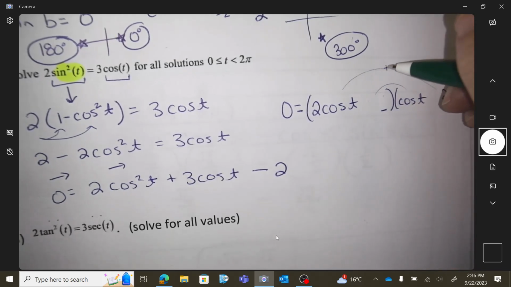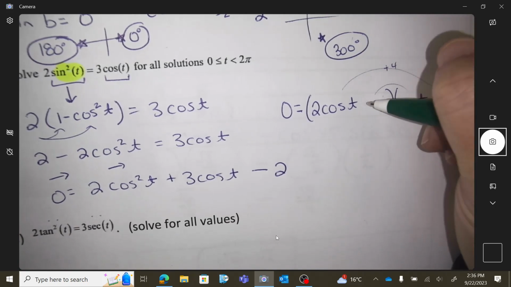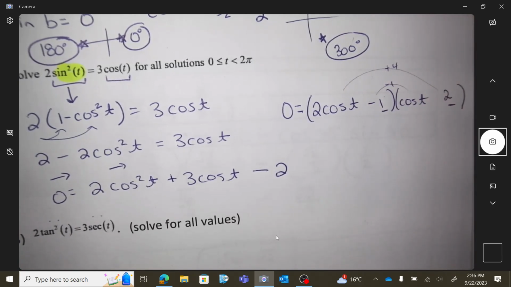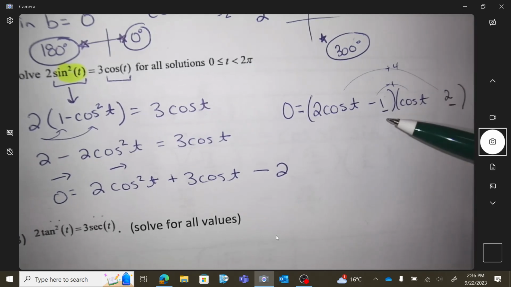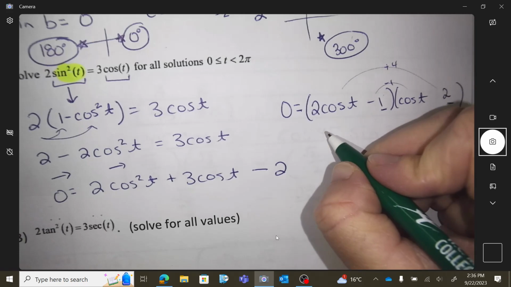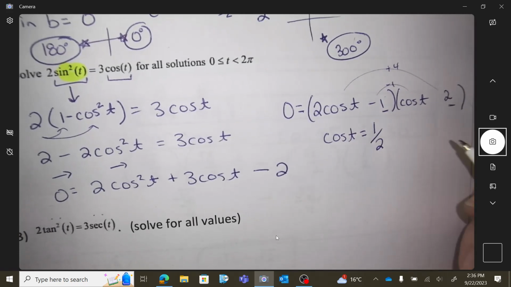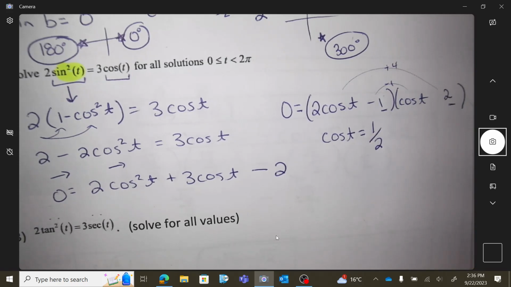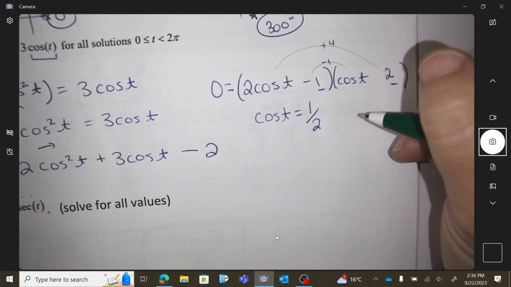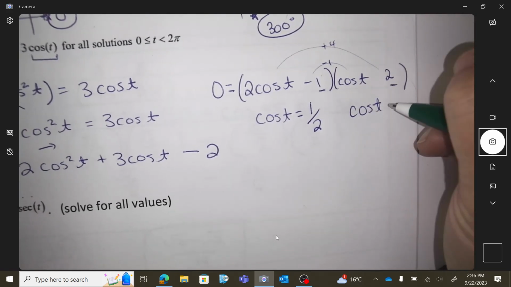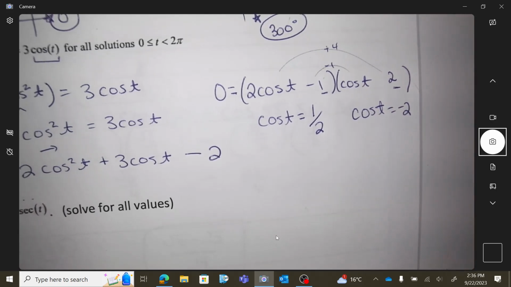I think I have to do a +4 and a -1 on that. On the outs I did a 4. On the ins, I did a 1. You see it? Okay, so cos t equals positive 1 over 2. Cos t equals negative 2.